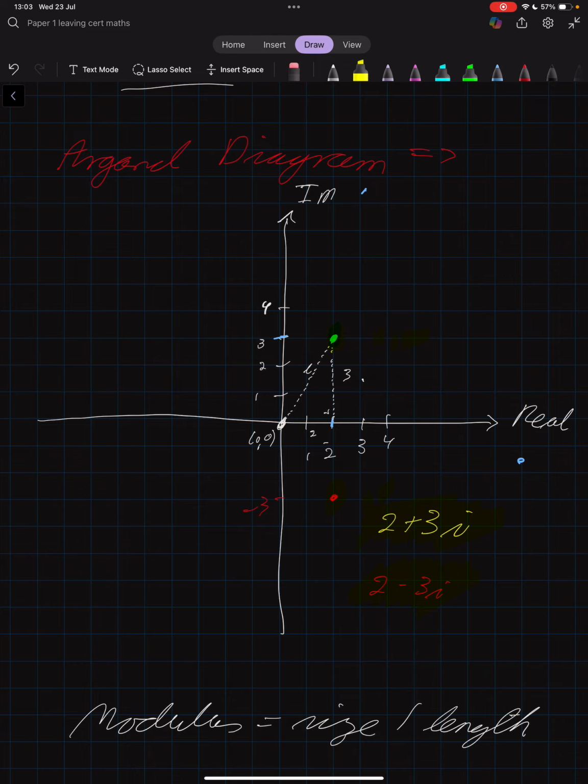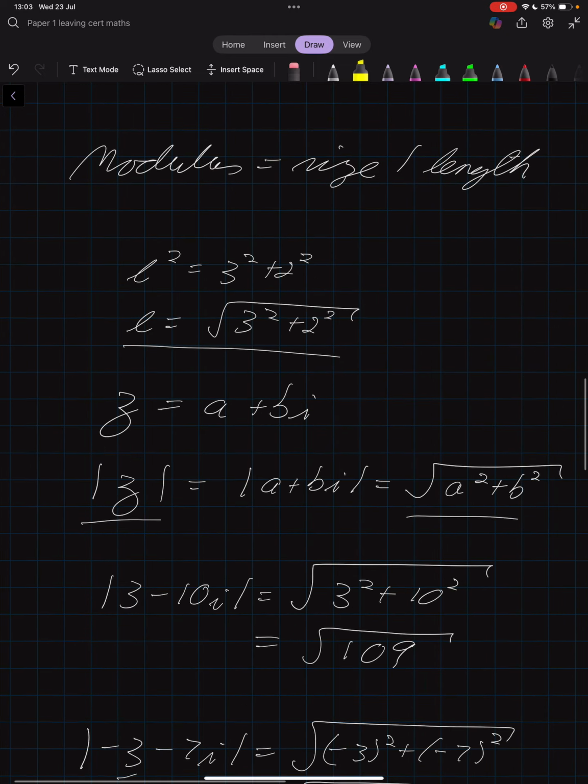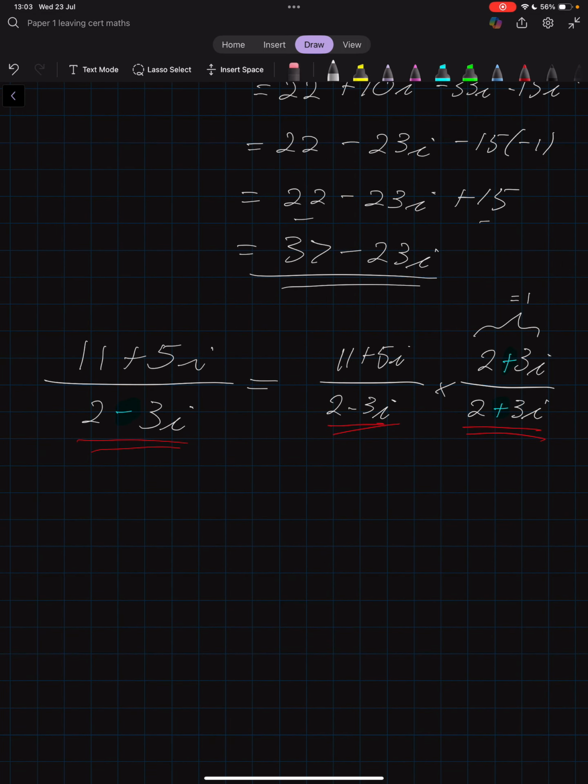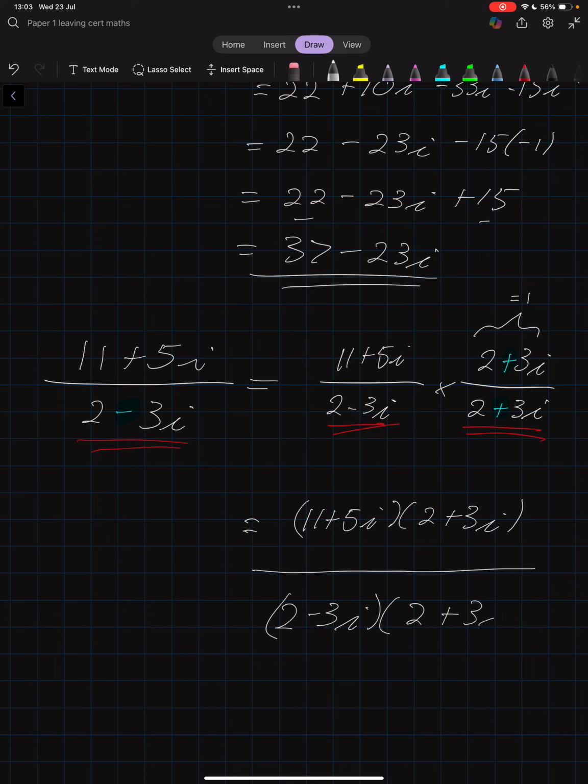Now, why I want to multiply by the complex conjugate will become very obvious in one moment. So again, we have 11 plus 5i over 2 plus 3i. I'm just going to draw a little line under here to make drawing my lines easier. So again, it's this times this, this times this, this times this, and this times this. Just multiplying out brackets as you always would.